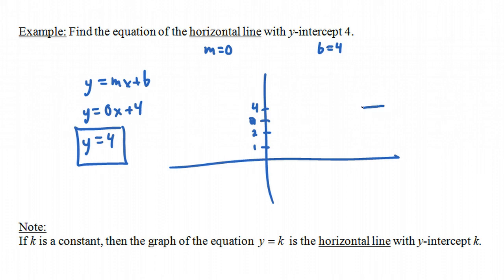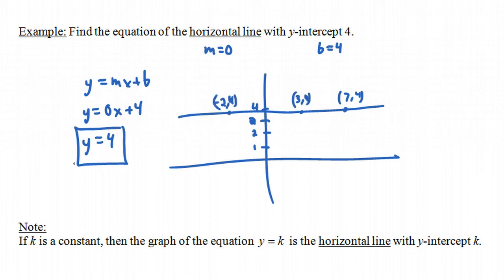The horizontal line at height 4 would look like this. Now there's lots of points on this line. For example, the point (7, 4) is on here. The point (3, 4) is on here. (-2, 4) is on here.